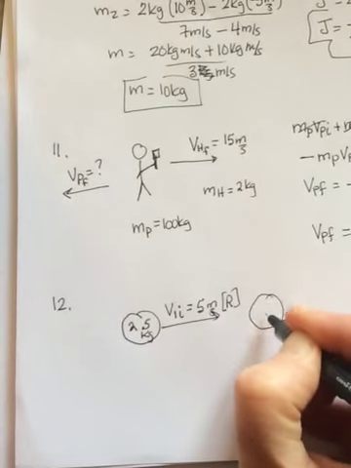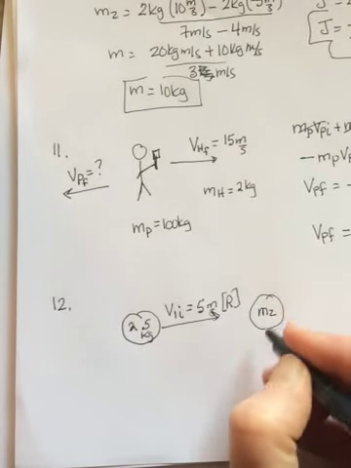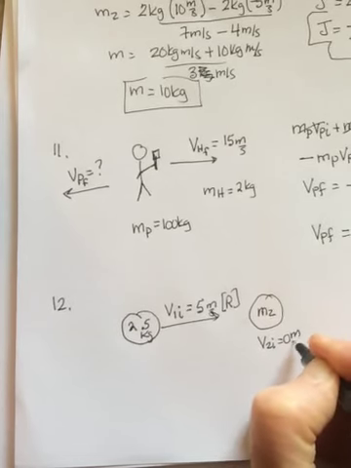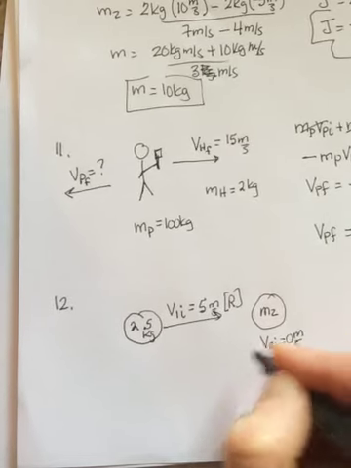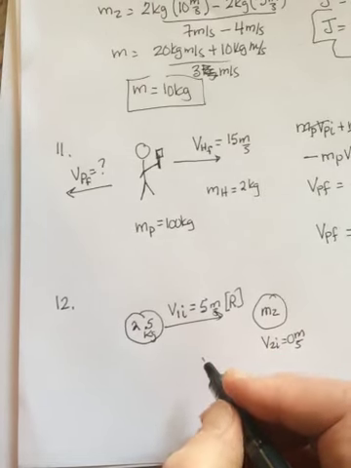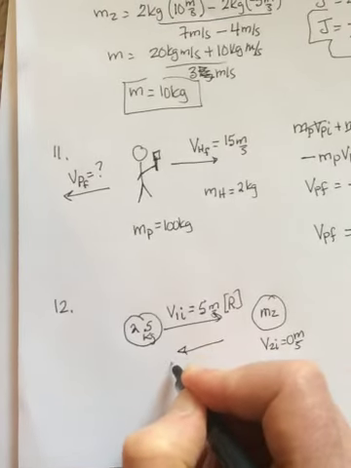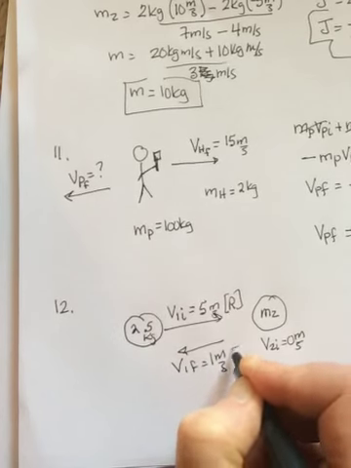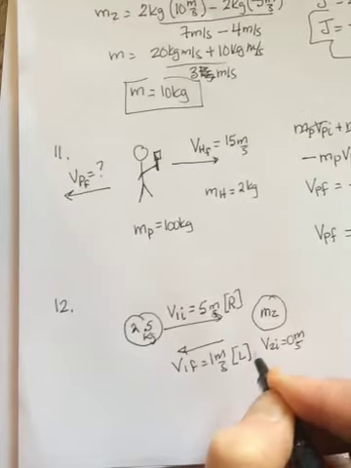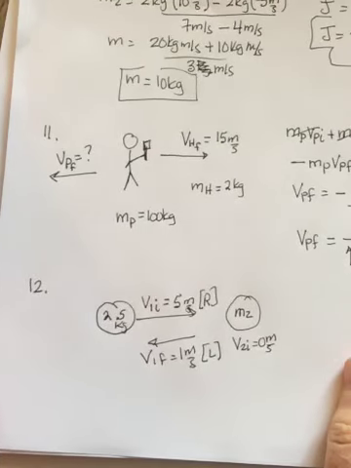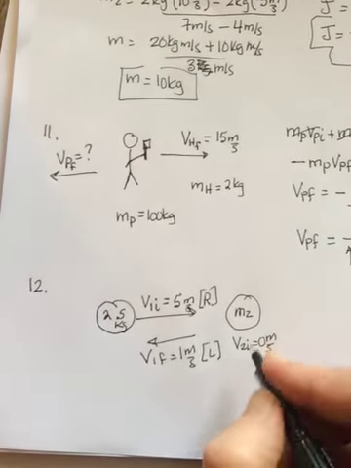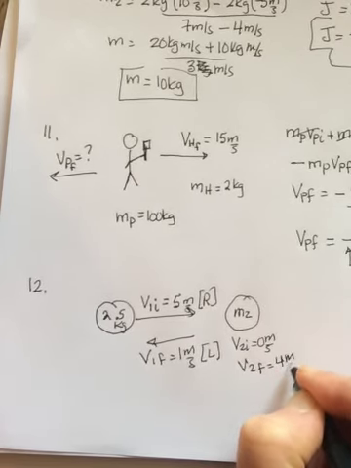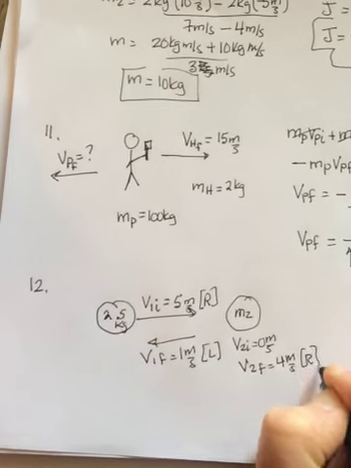And it hits our bowling ball, m2. We don't know its mass, but we know v2 initial is 0. And then it says the 2.5 kilogram ball rebounds with a velocity of 1 meter per second. So v1 final is equal to 1 meter per second, and that's going to be left. And it says the bowling ball moves to the right at 4 meters per second. So v2 final is 4 meters per second, and that's to the right.